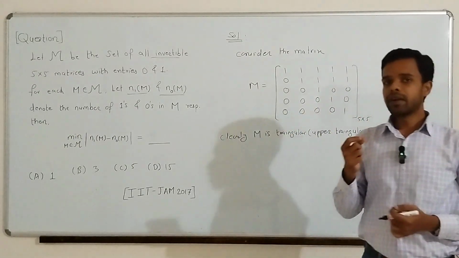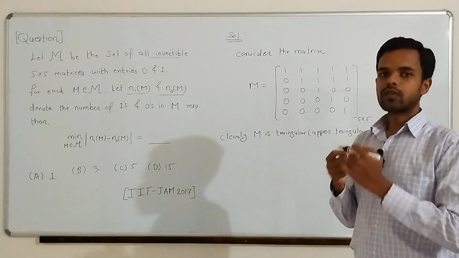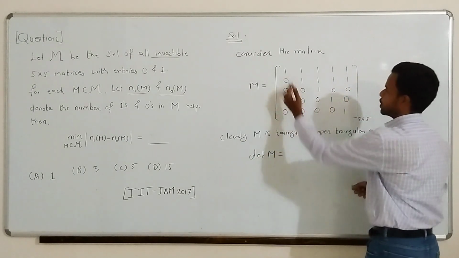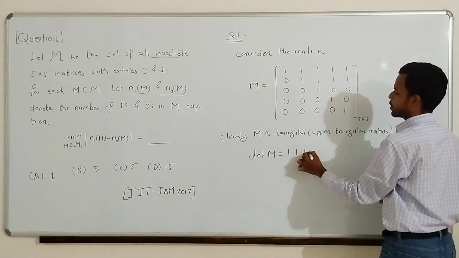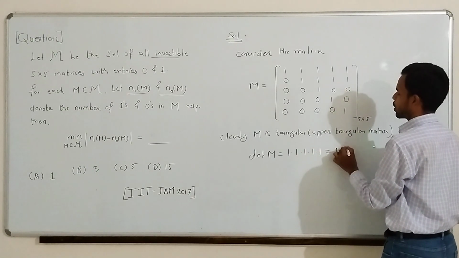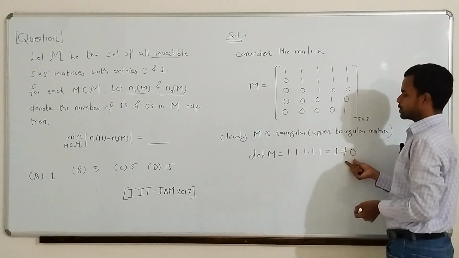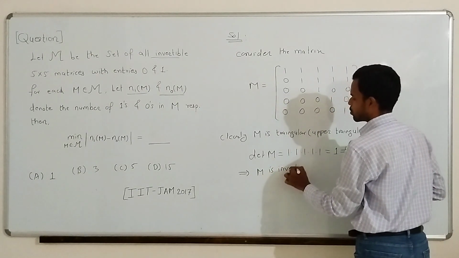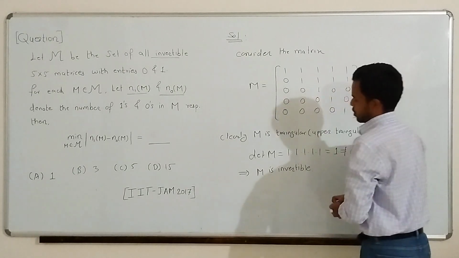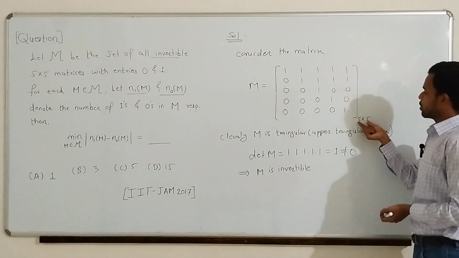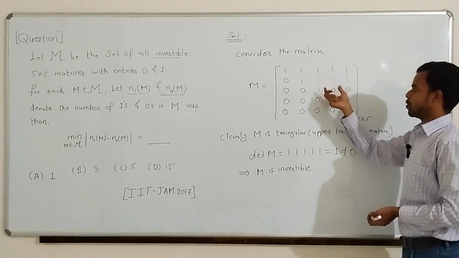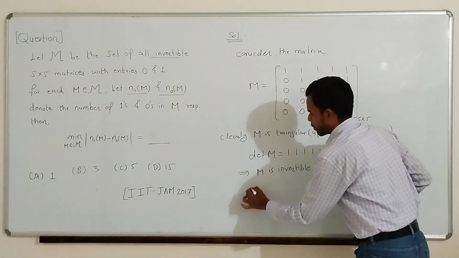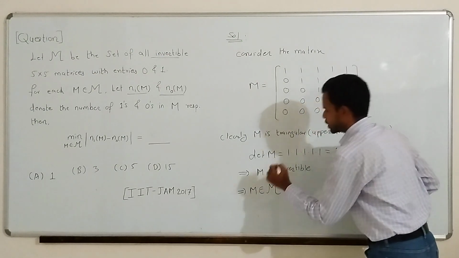And we know that the determinant of an upper triangular matrix is the product of the entries on the main diagonal. So, the determinant of M is the product of the entries on the main diagonal. That is 1 times 1 times 1 times 1 times 1, which equals 1, not equal to 0. As the determinant of M is non-zero, this implies the matrix M is invertible. So, we have found a 5 cross 5 matrix with entries only 0 and 1, which is invertible. So, by definition of the given set, this matrix M belongs to the given set.